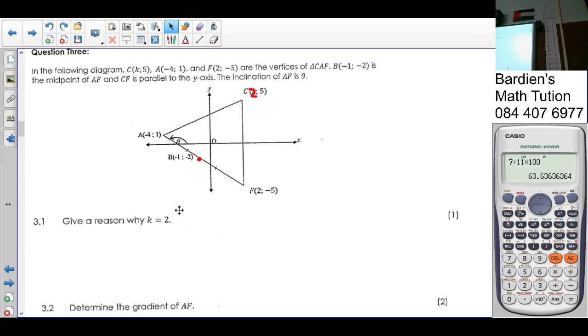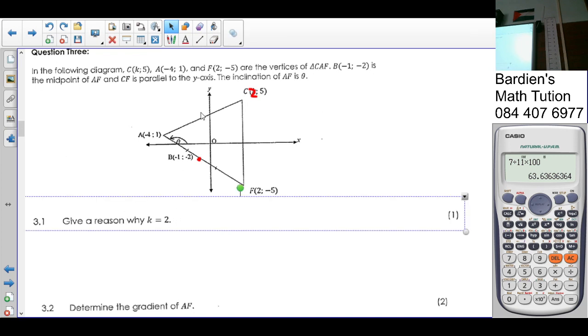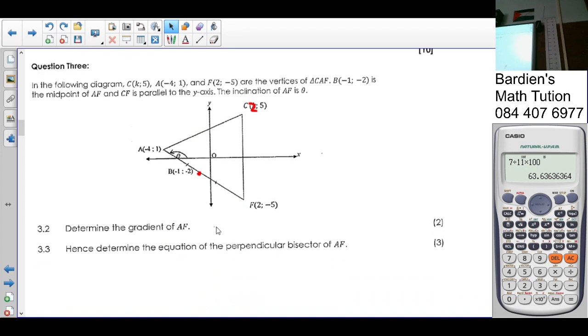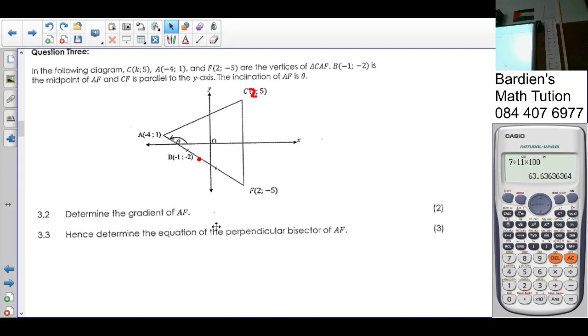This is why people don't like maths. They don't want it to be so simple, and you think it must be more challenging. Alright, but we got k to be 2. Determine the gradient of AF. How do you determine the gradient, people?